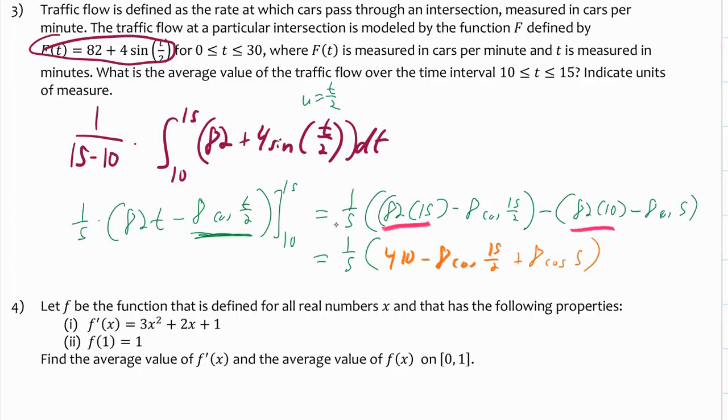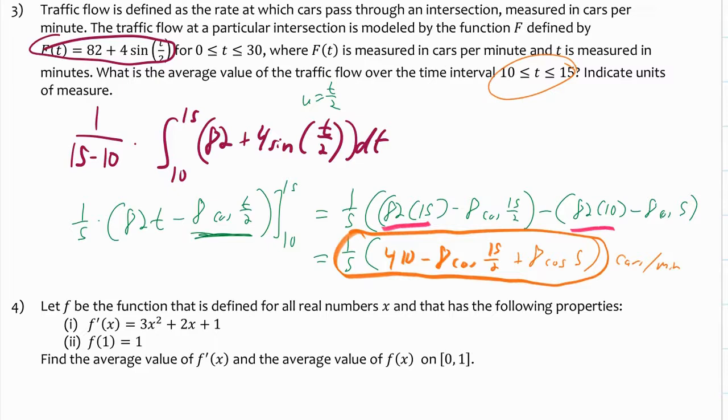And whatever value you get, this would be in units of cars per minute because it's an average value. It's basically saying that over this time interval, whatever number you come up with for this expression here, that many cars per minute is sort of the average of what your flow is looking like.